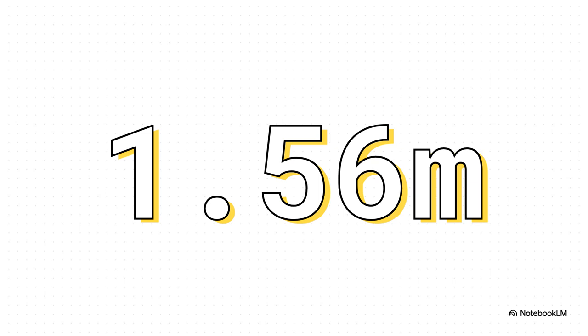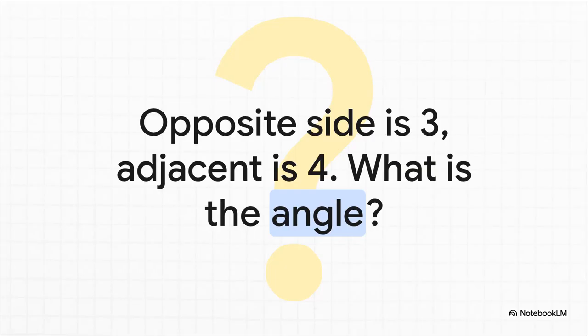And that makes sense, right? The hypotenuse is always the longest side of a right triangle, so we knew our answer had to be bigger than 1 meter. It's a great way to do a quick gut check to see if you're on the right track. Okay, let's try one more.